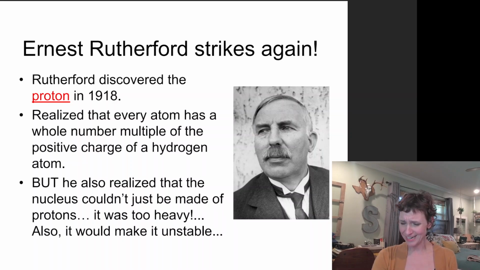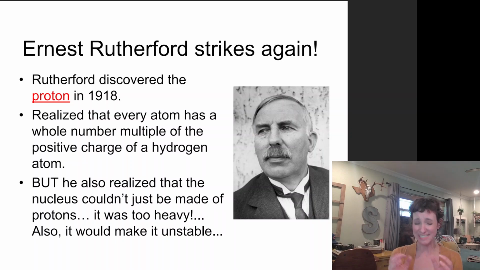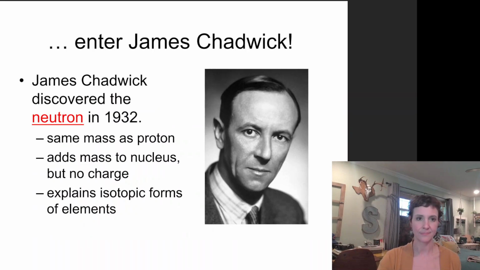Real quick notes at the end here, because we have done a lot here on the discovery of the atom, but we still have not discovered 2 out of the 3 subatomic particles yet. And it is 1913. So Rutherford is coming back. He's feeling real inspired after his gold foil experiment, and he discovered the proton in 1918. He realized that every atom has a whole number multiple of positive charge in a hydrogen atom. But he also realized that a nucleus couldn't be made up of only protons. First of all, these atoms that he was looking at were too heavy to have just protons in them. Also, if you just had protons, their positive charges would make it unstable. It would break apart, right?